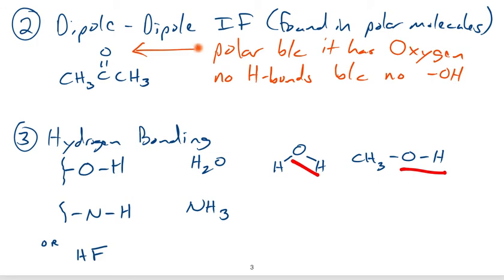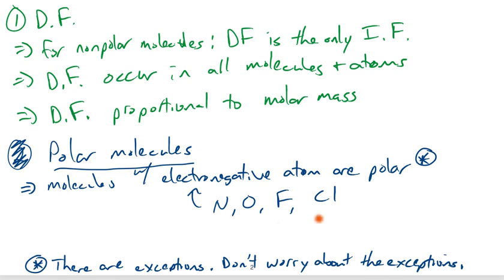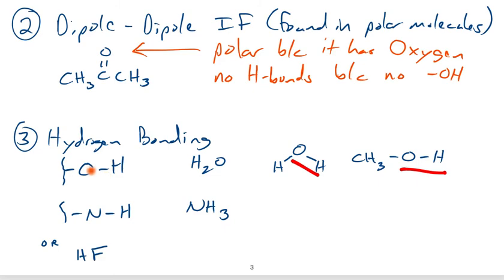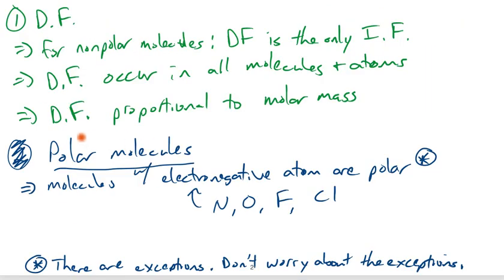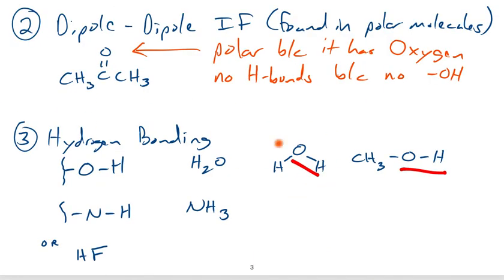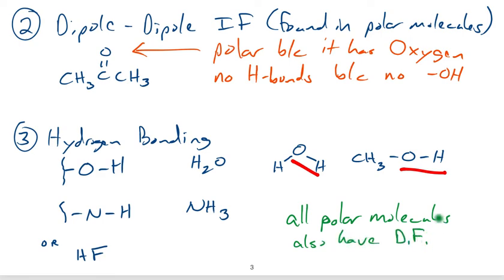So let's just recap. You're looking for one of those to say, okay, you've got a polar molecule in front of you. If the nitrogen or oxygen is bonded directly to a hydrogen in whatever form on the molecule, then it's going to have hydrogen bonding along with dispersion forces. I said dispersion forces are proportional to molar mass. Well, all these molecules have molar mass. So all polar molecules also have dispersion forces.